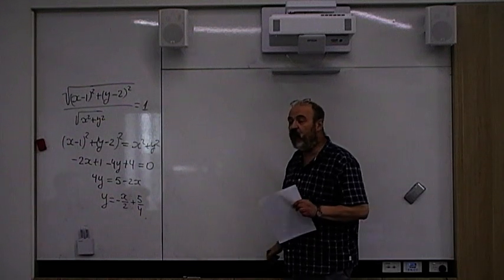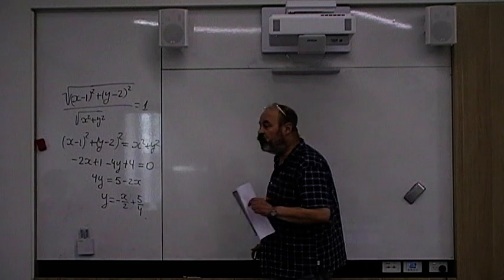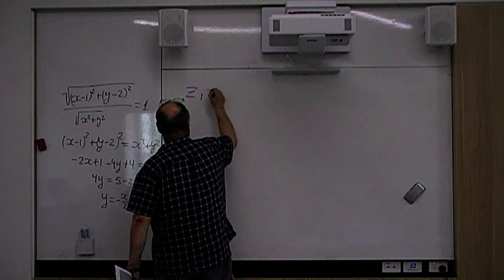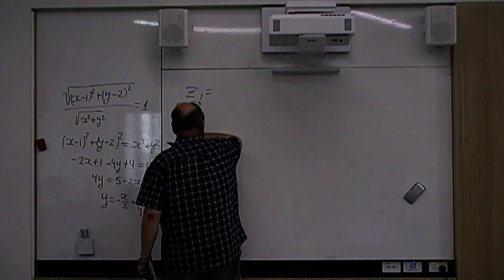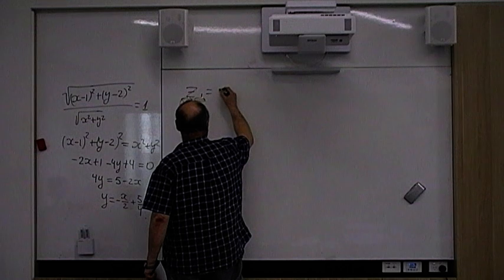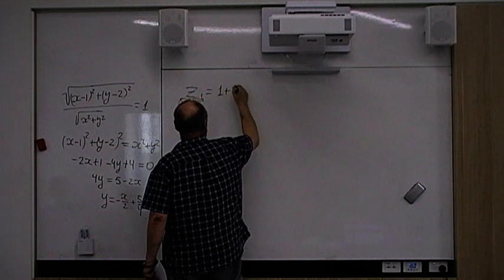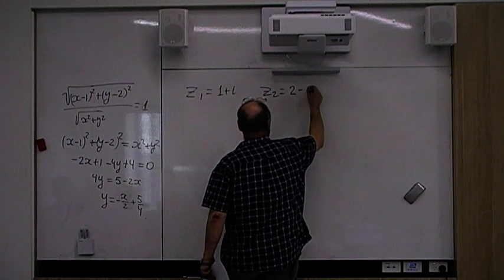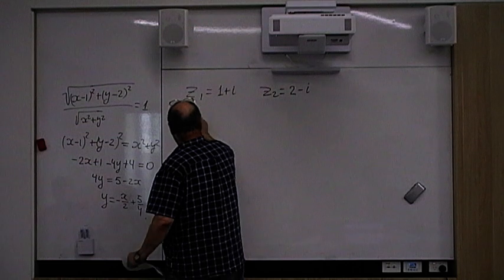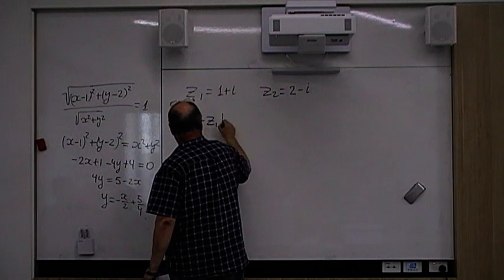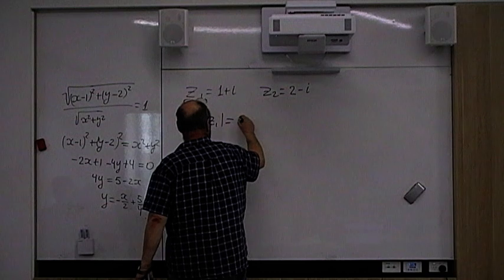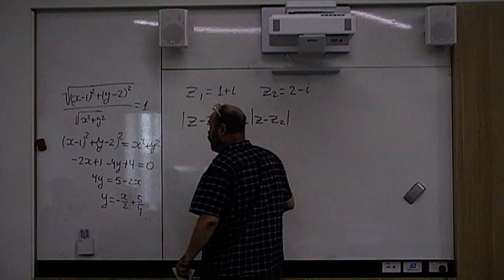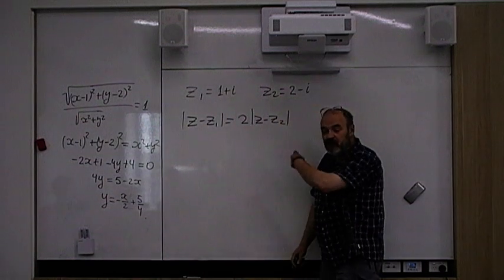Let's find what Cartesian equation we will get if we have, let's say, Z1 equals 1 plus i, Z2 equals 2 minus i, and we have modulus of Z minus Z1 equal to 2 times modulus of Z minus Z2. What shape will it be? What do you expect from this?